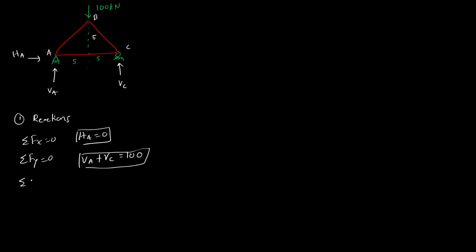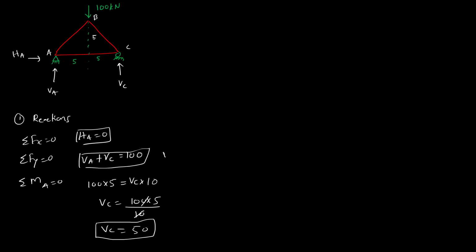The third condition will use sigma MA is equal to 0. So that will give us 100 into 5 is equal to VC into 10. So this VC will be equal to 100 into 5 divided by 10. So this will be 50. So VC is 50. That means VA is also 50. Also we can say directly by symmetry that these both are 50 and 50 as it is symmetrical.